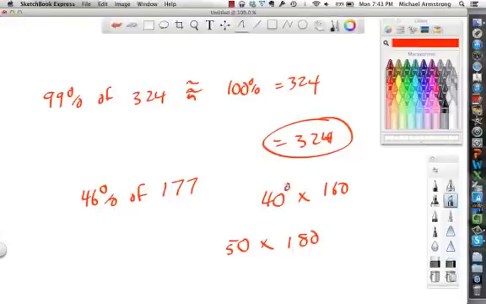Okay, so 40% or 50%. 50% is nice because it's just 1/2 of 180, which is going to be, half of 18 is 9, so it would be 90.